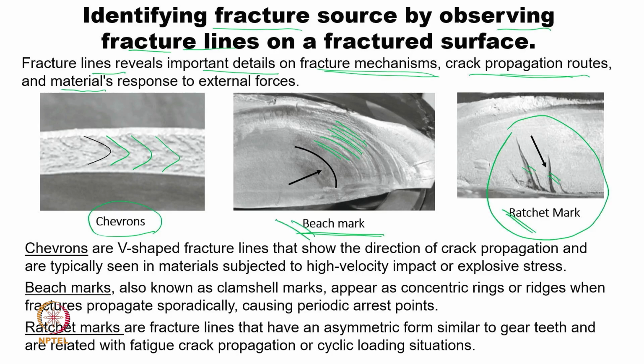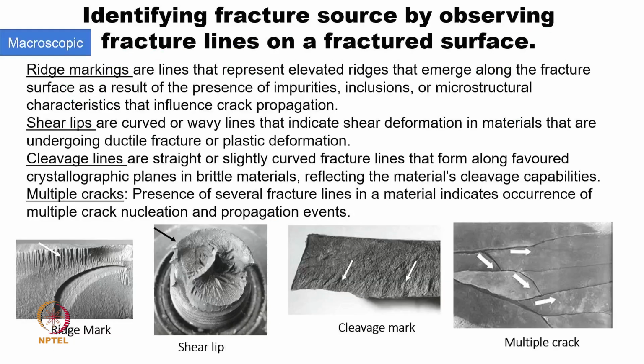A beach mark is a regular fatigue phenomenon, and a chevron is something like a high energy impact has happened, and that is why this kind of failure has occurred on the surface. So, these three have already been covered. Now, the remaining four: ridge and cleavage I have already compared in previous slides of this lecture. However, we can see whether whatever we mentioned was right or wrong.